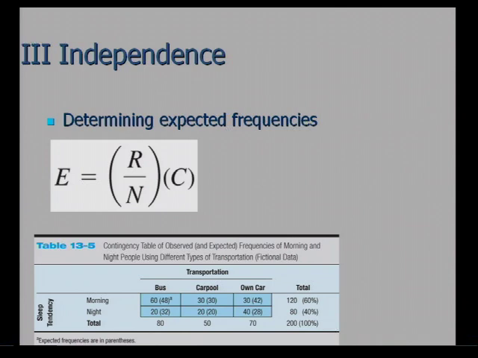The example I gave you was equal. We had equal numbers in each of the cells, so it was pretty straightforward. I wanted you to get the concept before I gave you the formula to calculate the expected values for each of the cells in your contingency table.